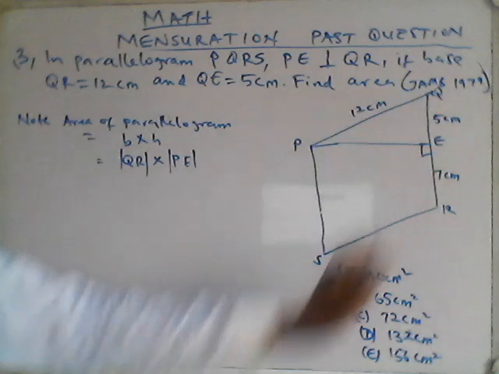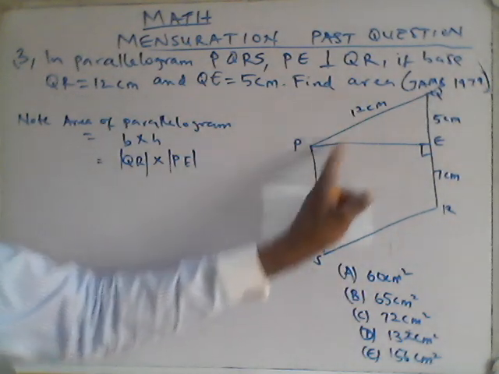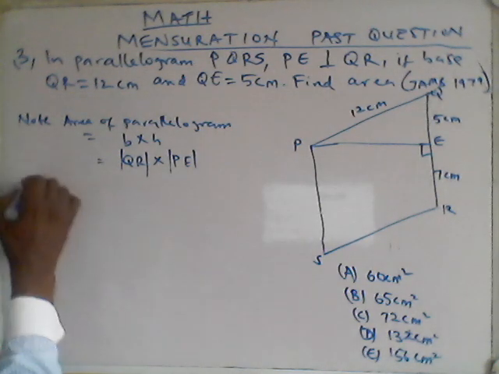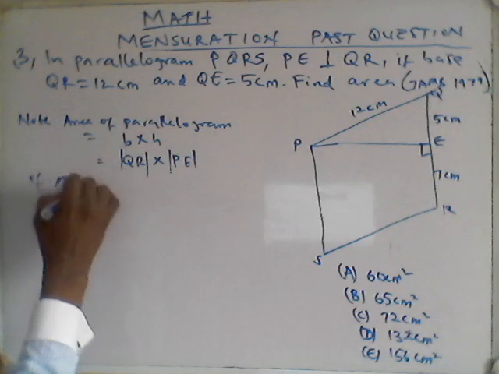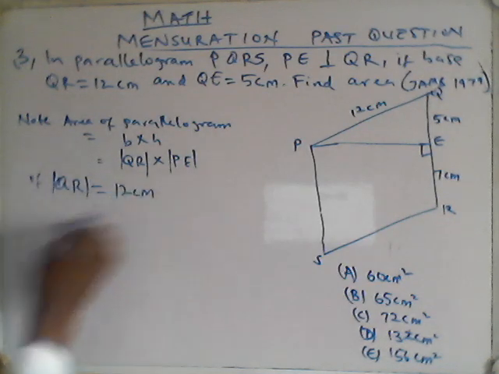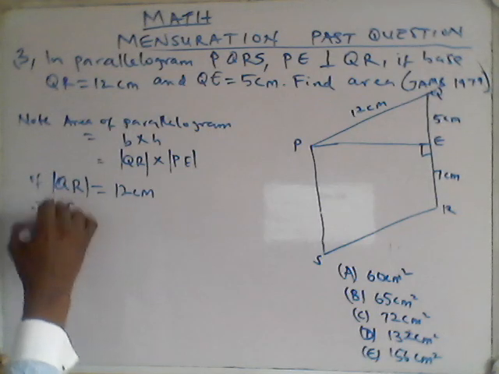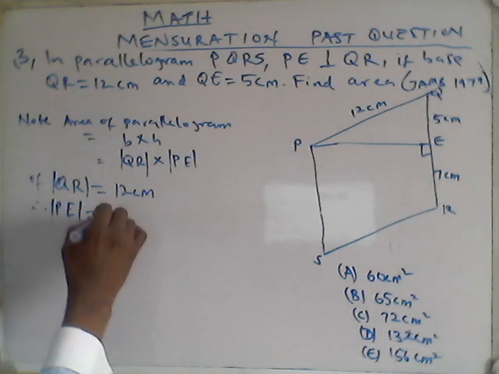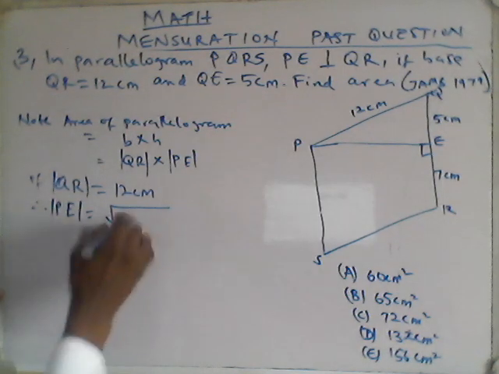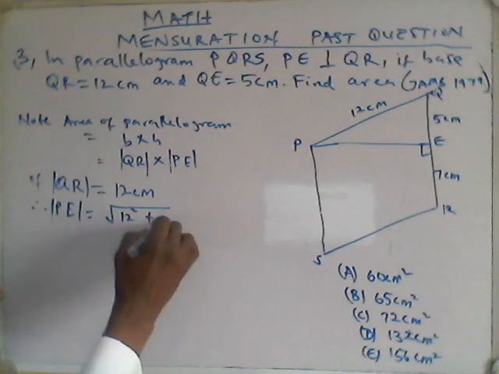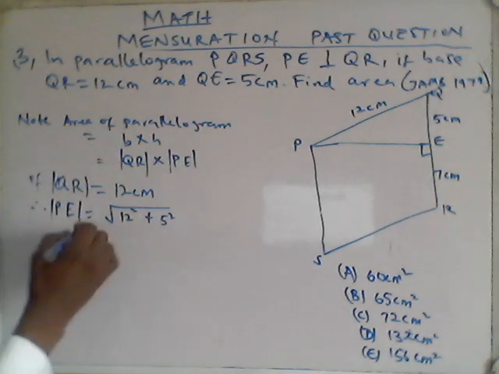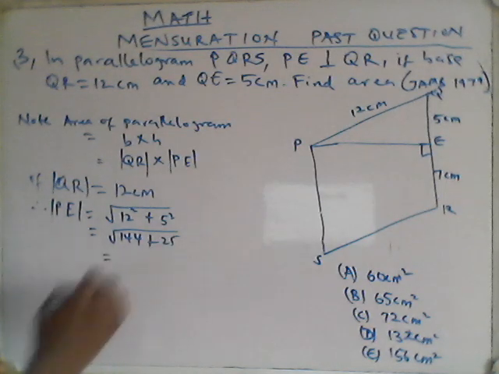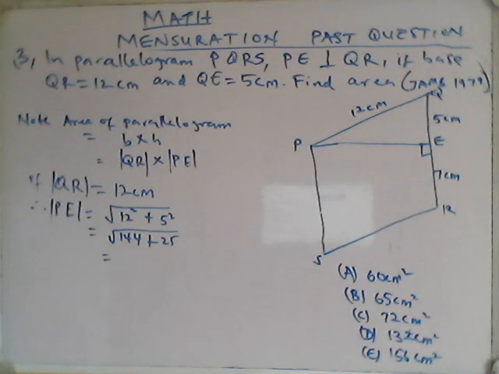So we can use the Pythagoras theorem rule to get this line. Okay, so we can get PE. QR is known as 12. So if QR is equal to 12 cm, therefore the PE line will be, using Pythagoras theorem, the square root of the sum of 12 squared plus 5 squared. All right, so I have it as the square root of 144 plus 25.